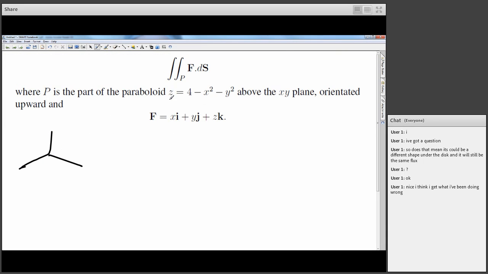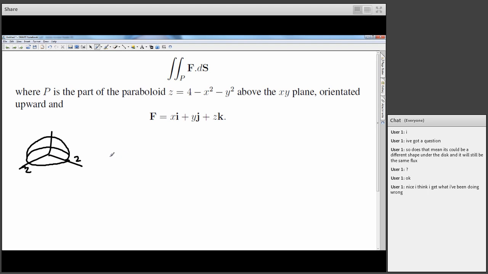another paraboloid. So it's pointing up this time. So it's above the xy plane. So it intersects with the circle. So it looks something like that. So it's got a radius of 2 at the base.